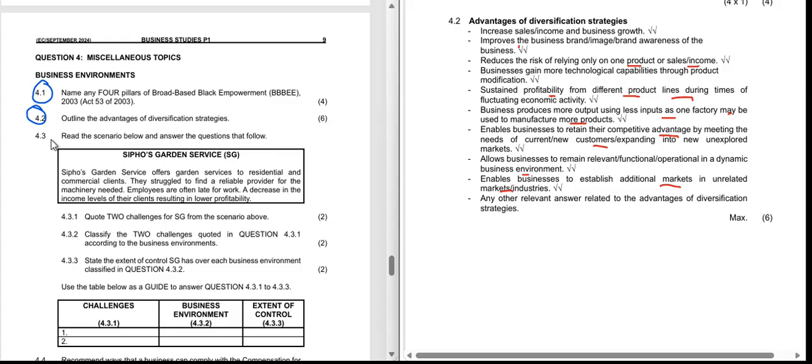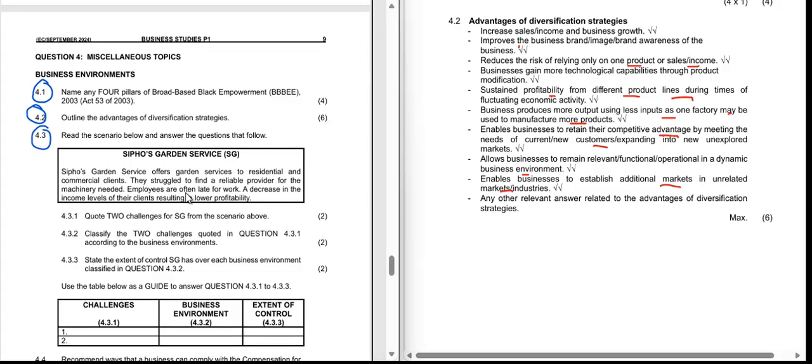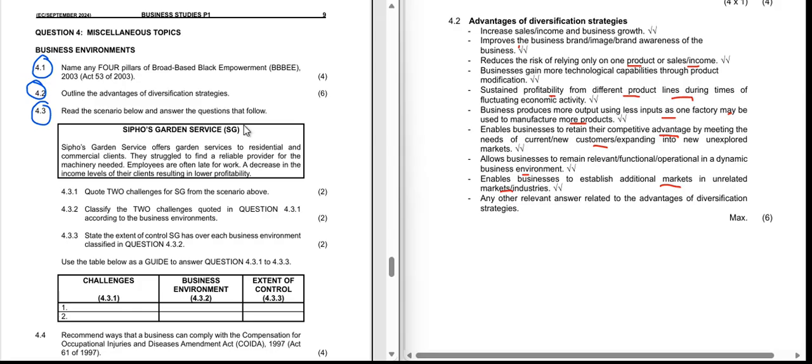It's a scenario. CFO's Garden Service. CFO's Garden Service offers garden services to residential and commercial clients. They struggled to find a reliable provider for the machinery needed. Employees are often late for work. A decrease in the income levels of their clients, resulting in lower profitability. So there's a lot that is going on here. Quote 2 challenges for CFO's Garden from the scenario above. So they are facing challenges here.